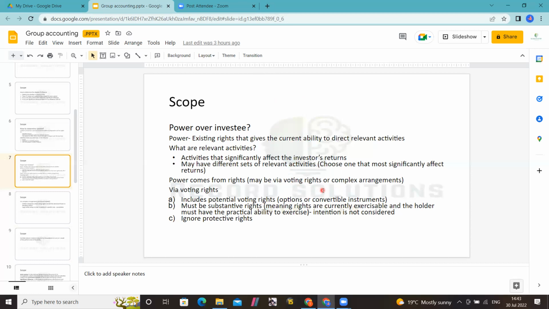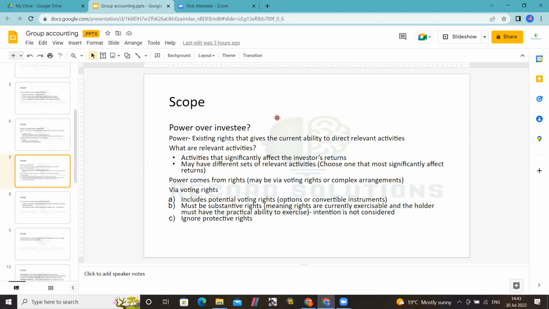And then the second thing is relevant activities. I said power is the current ability to direct relevant activities. And these relevant activities can be directed via voting rights or complex arrangements. With voting rights, how exactly do they direct these relevant activities? Remember, if as a shareholder you have voting rights, when are you going to vote? Most probably in the AGM, the annual general meeting. You are going to vote for your directors. So you're going to choose directors basically.